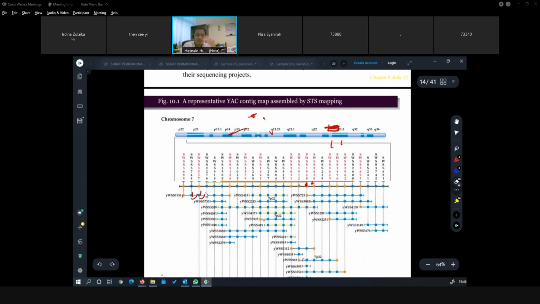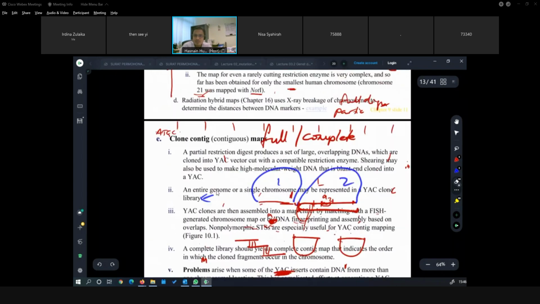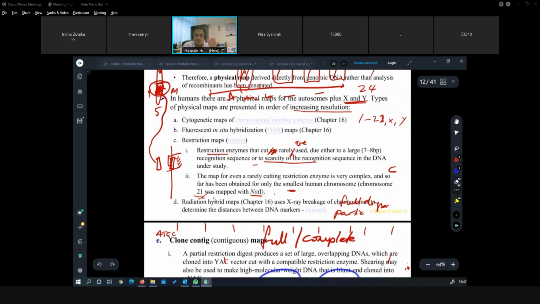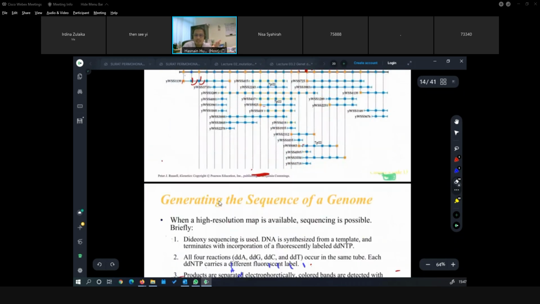So experiments actually determine the marker. There are many ways to determine the markers. How did scientists find all those markers? Just like the ones I mentioned over here: fluorescent in situ hybridization, restriction digestion. Those are ways to determine the marker.